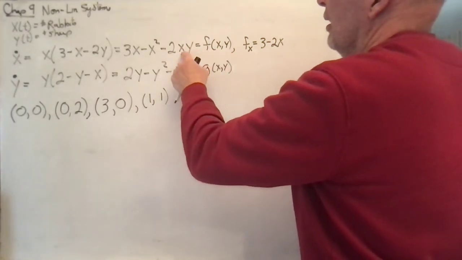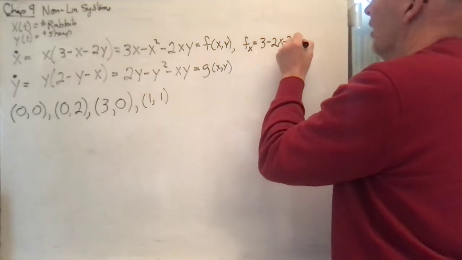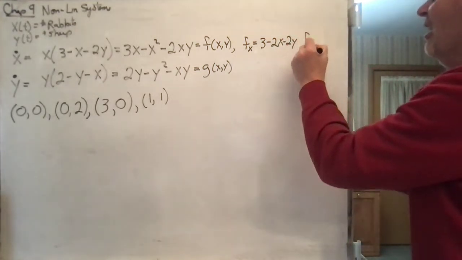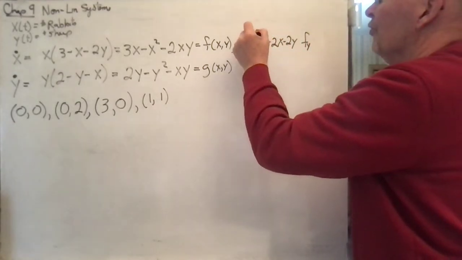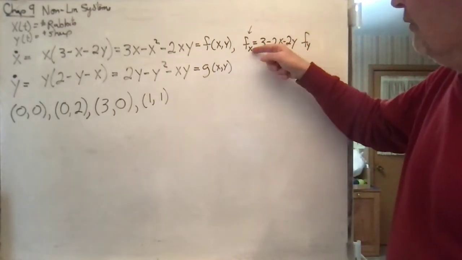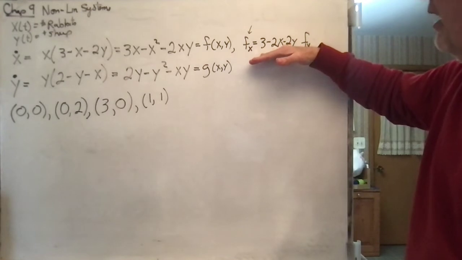And then here, x is the variable, y is a constant, so it's going to be minus 2y. Okay? This is called the partial derivative, by the way. It's called the partial derivative because you have a function of two variables and you're taking the derivative with respect to just one variable. So that's called the partial derivative with respect to x.